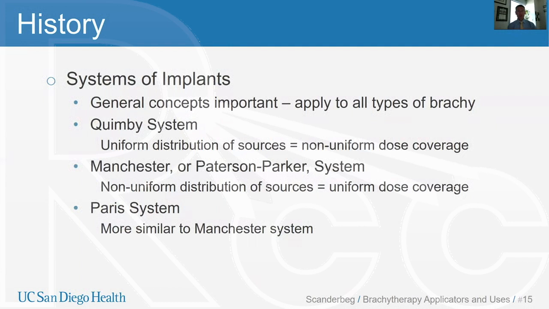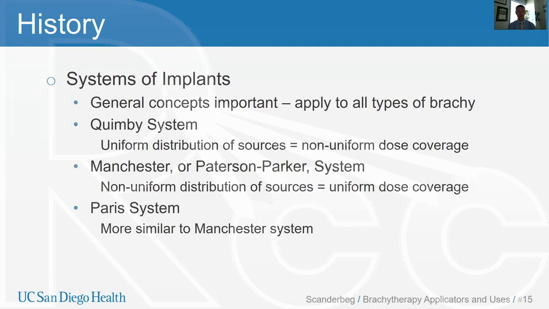Historically, there were three primary approaches for interstitial implants that were developed for radium implants and used for determining the distribution of activity for these implants. Now, with our sophisticated treatment planning systems that rely on computer calculations, these systems are pretty antiquated. However, it's good to know the general principles from these systems, as a lot of our modern techniques have evolved from these older principles, and they still apply for all kinds of brachytherapy treatments. The three systems are the Quimby, the Manchester, and the Paris.